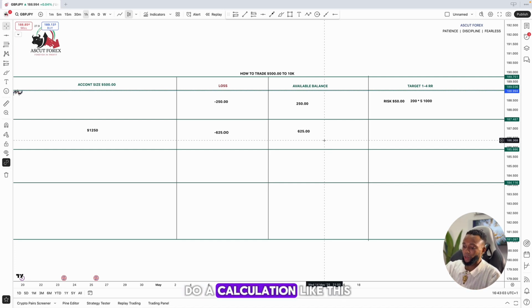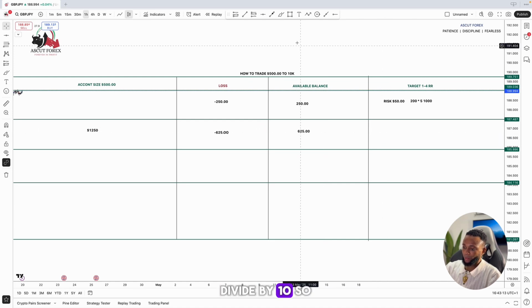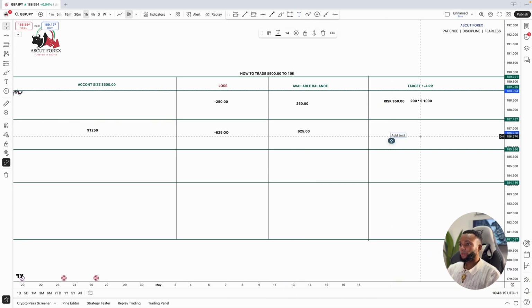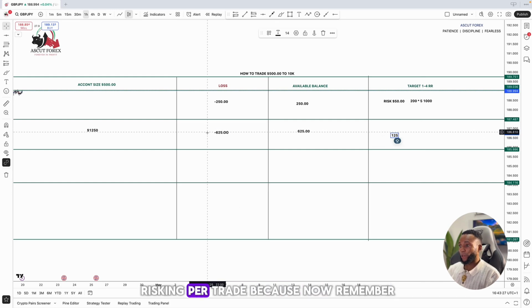So you have to do a calculation like this now. $1,250 divided by 10. So 1,250 divided by 10 means you'll be risking per trade $125. That's what you'll be risking per trade.